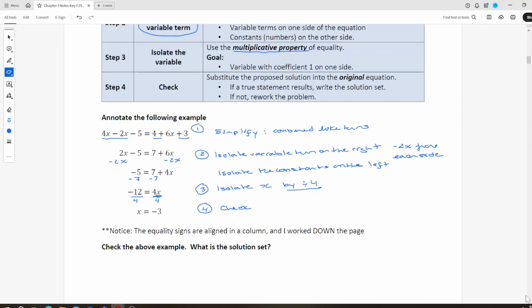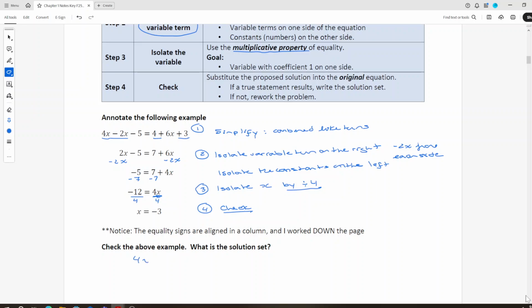Step 1, I simplified. Step 2, I put my variable terms on one side and my constants on the other. And I did this by adding and subtracting. And then I got the x by itself by doing a division or a multiplication by a quarter. So those are my 3 steps. And then the 4th step is to check your solution. If you're going to check your solution, always check into the original.